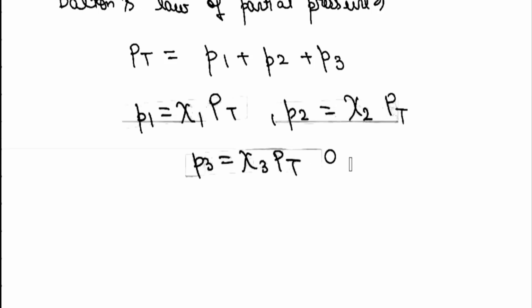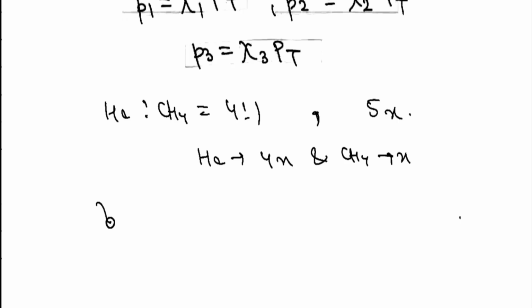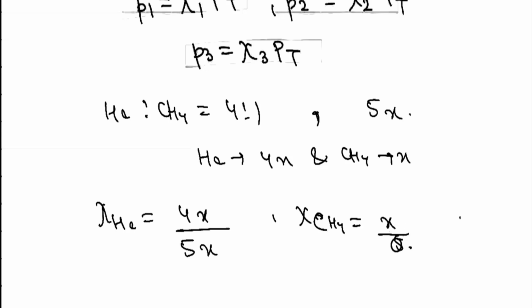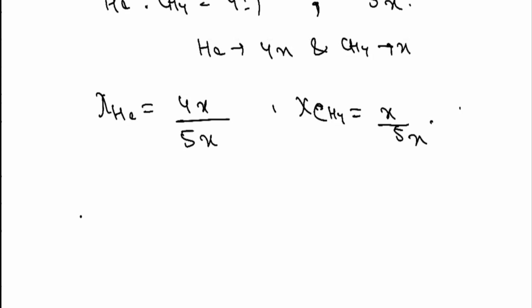Okay, so now we will use this formula to calculate the partial pressure. So we have helium and CH4 in the molar ratio of 4:1. So suppose that total moles are 5x, then helium should be 4x and CH4 should be x moles, right? So how to calculate the mole fraction of helium? This becomes 4x, which is the moles of helium, upon total moles, which is 5x, and for CH4 this is x upon 5x, right?